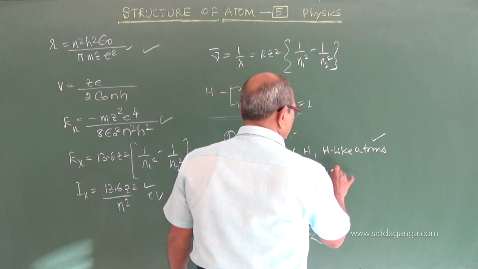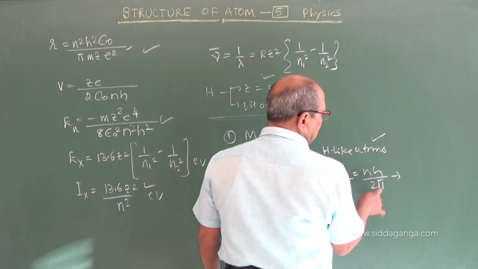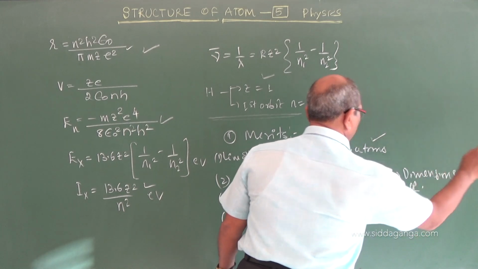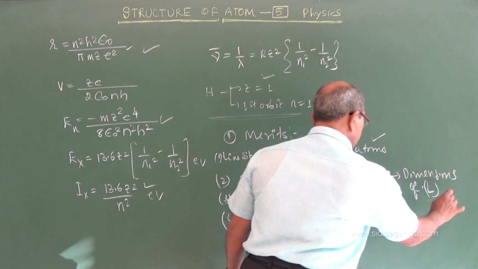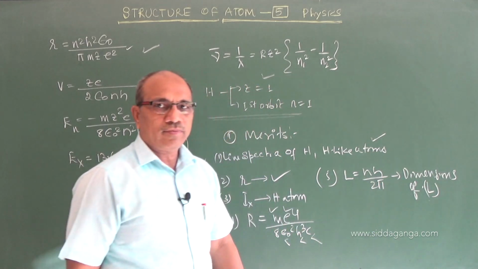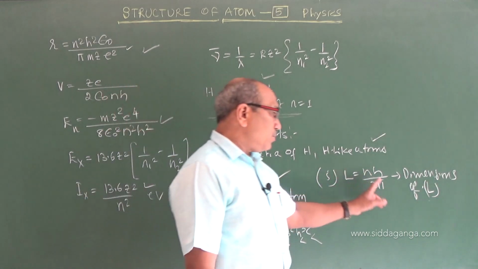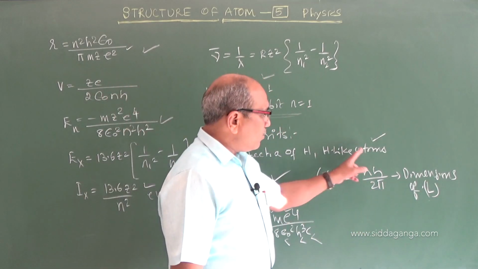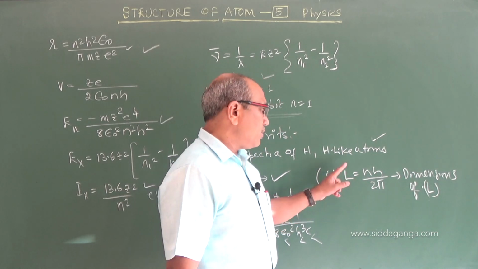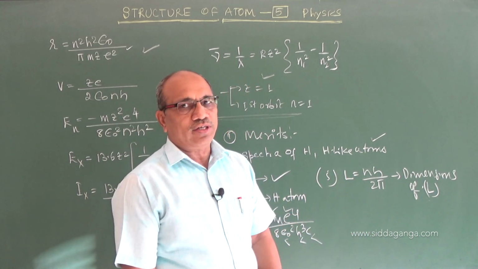And the fifth one, the orbital angular momentum nh upon 2 pi, has the dimensions of angular momentum. That means in circular orbits, in circular motion, angular momentum quantization must be there. Therefore we can say that the second postulate is so natural.